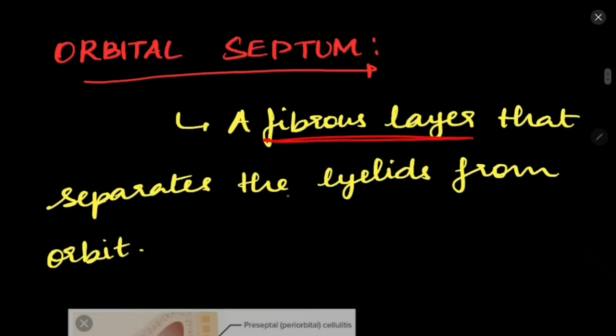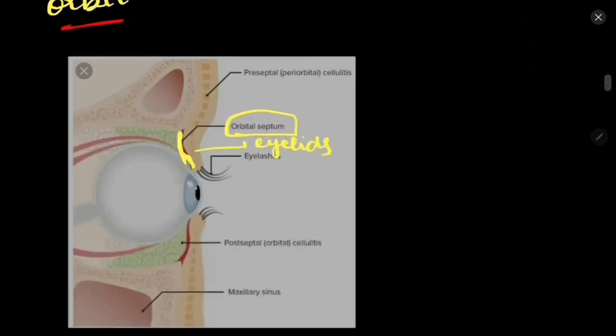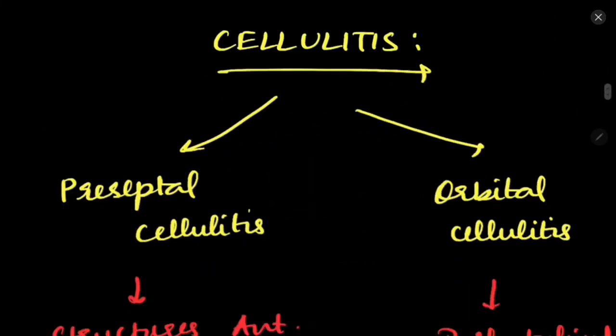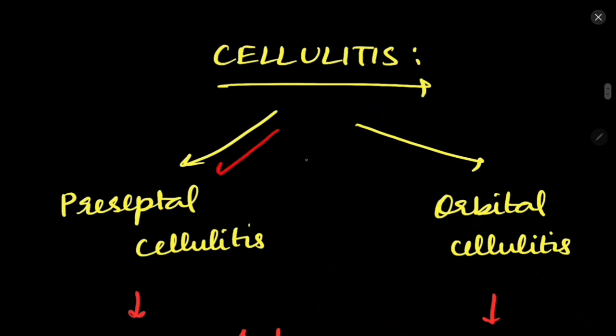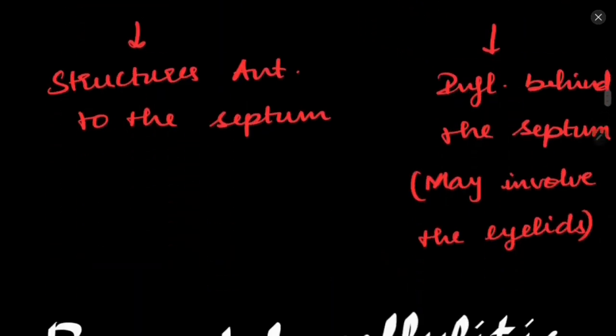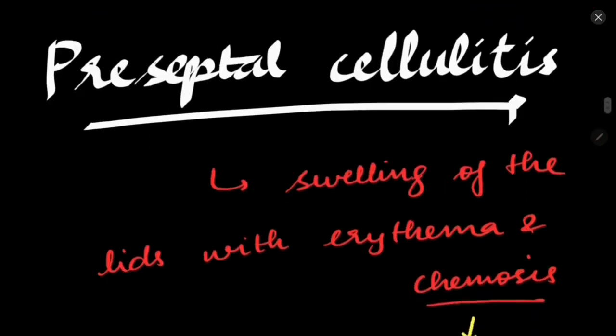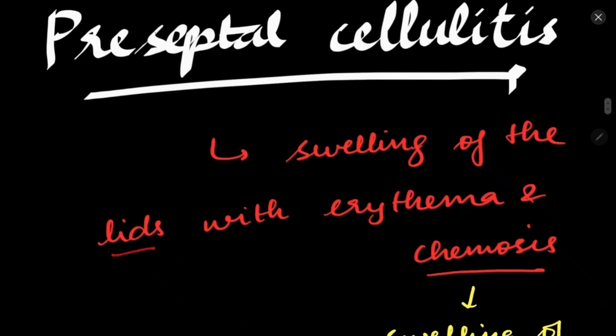The orbital septum is a fibrous layer that separates the eyelids from the orbit. In this image, this is the orbital septum. Based on the orbital septum, we divide cellulitis into two types, preseptal and orbital cellulitis. Preseptal involves the structures anterior to the septum, and orbital involves the structures posterior to it.